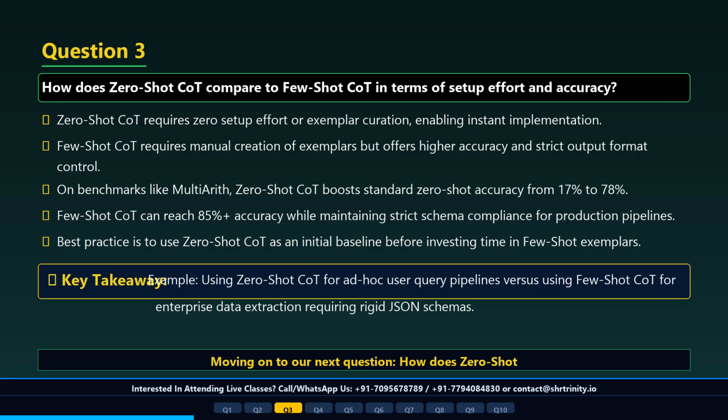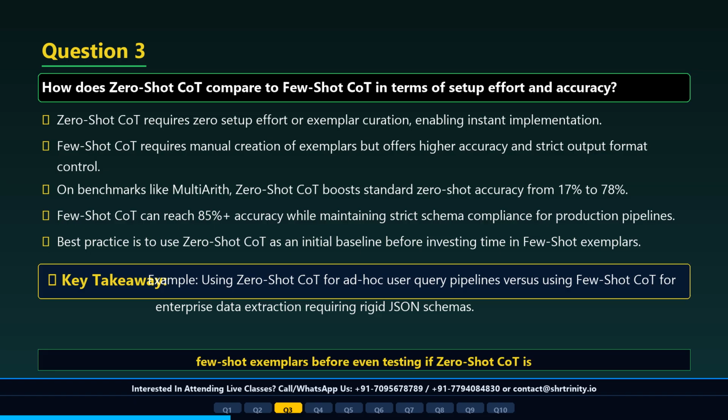Question 3. How does zero-shot CoT compare to few-shot CoT in terms of setup effort and accuracy? Zero-shot CoT requires zero setup effort or exemplar curation, making it instant to implement. Few-shot CoT requires manual exemplar creation but delivers higher accuracy and strict control over output formatting. On general benchmarks like multi-arith, zero-shot CoT improves standard zero-shot accuracy from 17% to 78%. Few-shot CoT can reach 85% plus while ensuring consistent formatting across production runs.